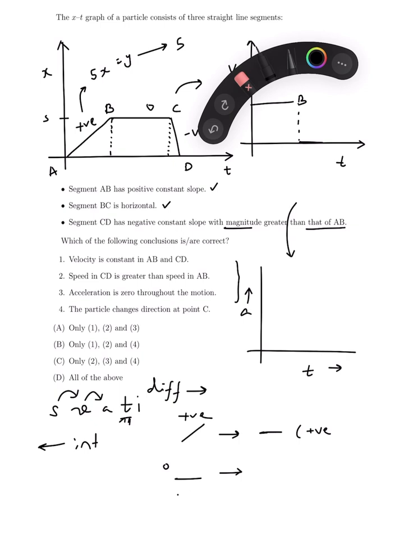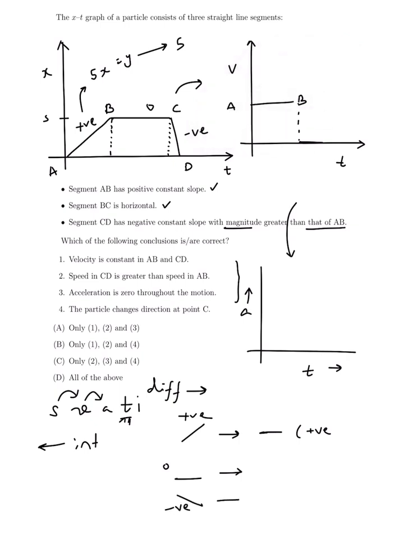And CD is a negative slope, and so it is negative, in the negative Cartesian plane, which means the fourth quadrant. This is the first one, second, third, and it will be like this. C, D.